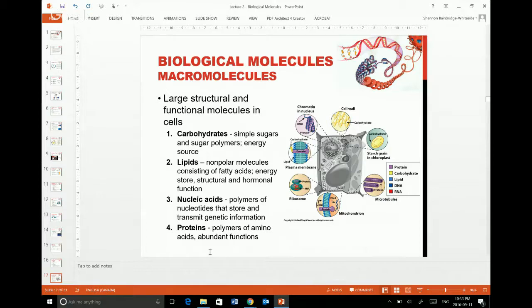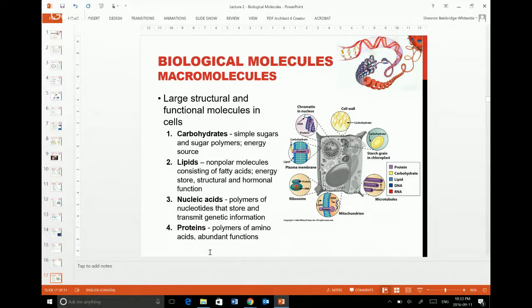Lipids are a class of non-polar molecules within our body. They can act as an energy storage site. So if we're eating too many carbs and taking in too much sugar, instead of using all of that, we can store it in the form of fats. But they also play very important structural roles. The phospholipid bilayer of the cell membrane is made up of lipids, and some hormones are made up of lipids as well.